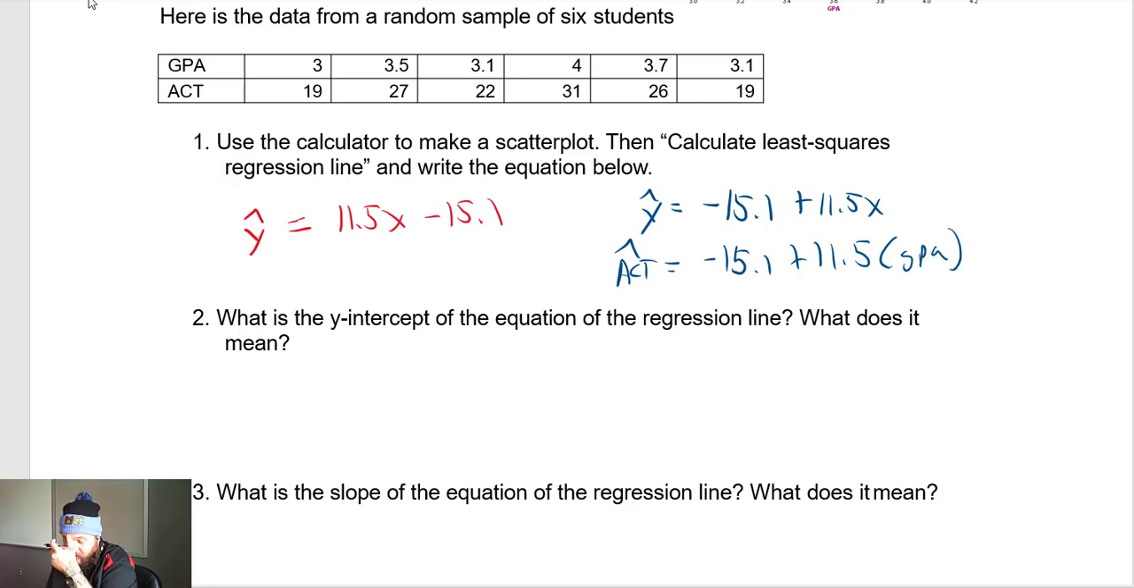Now, what is the y-intercept of the equation of the least squares regression line? What does it mean? Well, our y-intercept is negative 15.1. So if you get a 0 GPA, then your ACT score will be negative 15.1. Is that possible? No, but it could happen.